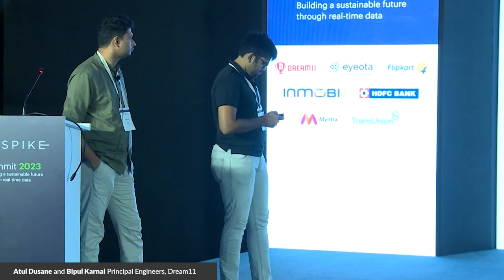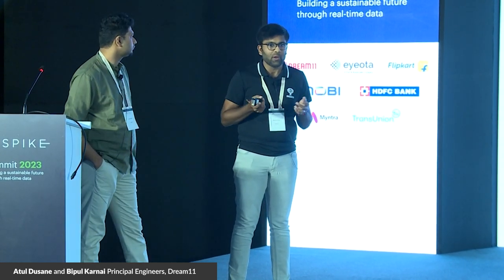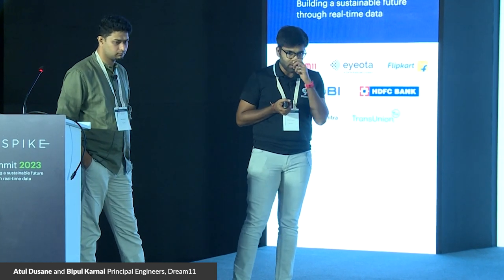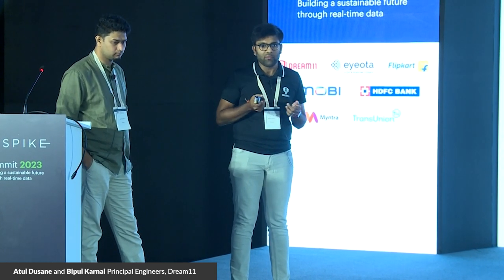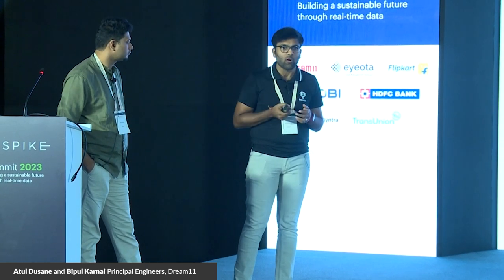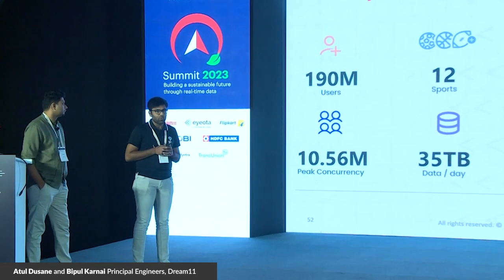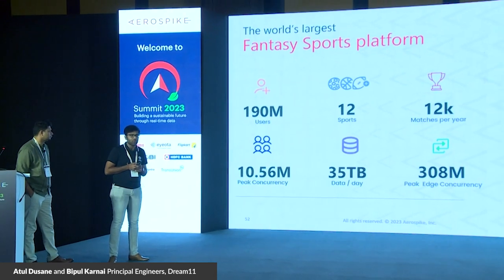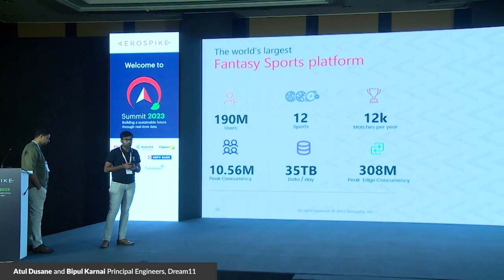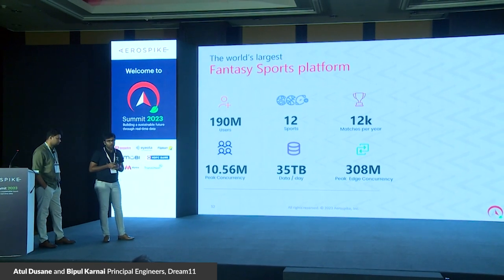But before that, a few points on Dream11, the world's largest fantasy sports platform. We have more than 190 million registered users. Our peak concurrency is more than 10 million, and this IPL hit a peak concurrency of 10.56 million. On a daily basis, we are ingesting 35 terabytes of data. Our peak edge RPM is 308 million. We have 12 different sports hosted on our platform, including cricket, and we host more than 12,000 matches on an annual basis.